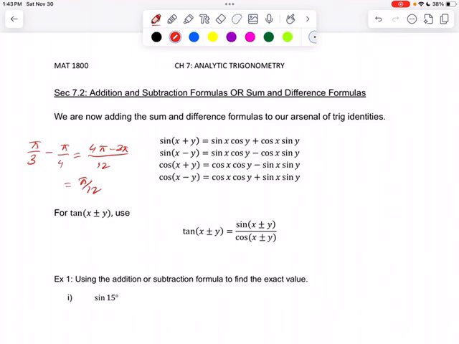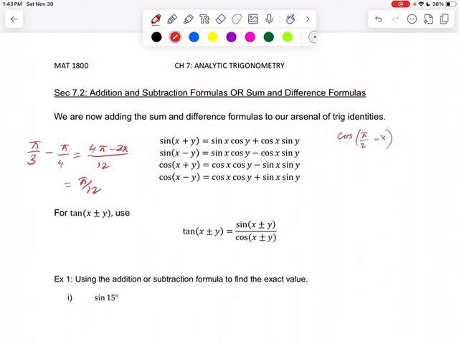So what are the sum and difference formulas? These are the ones I mentioned in the beginning, identities like cosine of pi over 2 minus x, or sine of pi over 2 minus x, or a bunch of things. I said you don't need to memorize them. You can use these formulas now to evaluate if you see something like that.